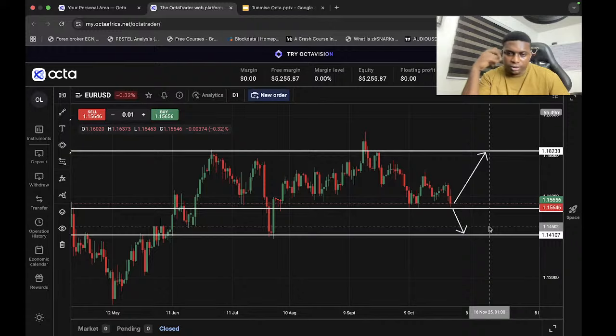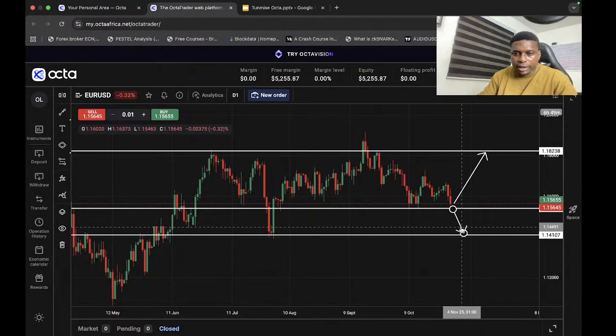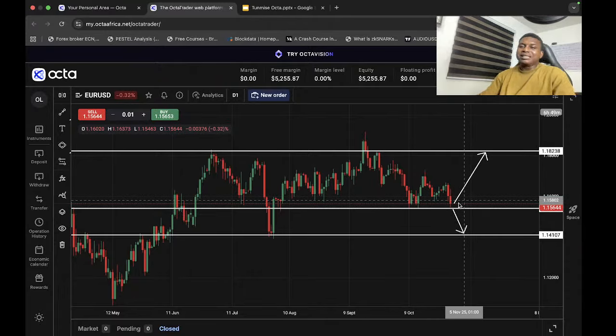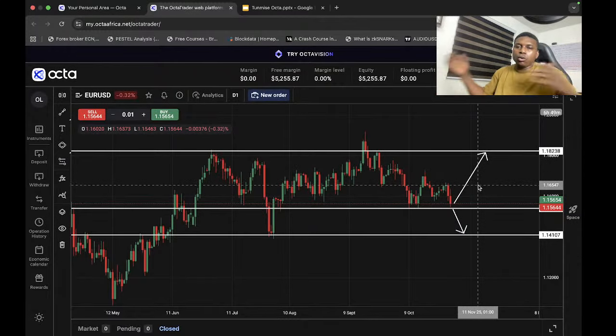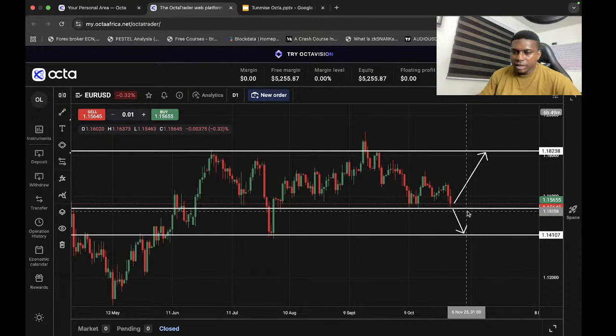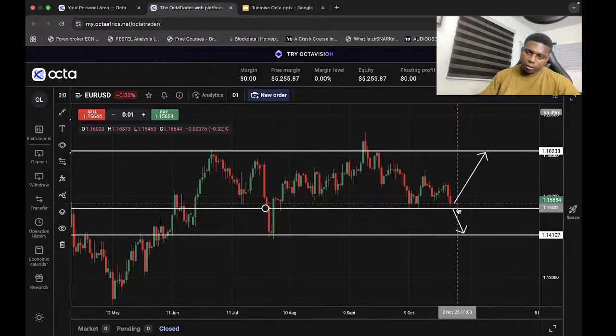Okay, two things. What we are going to do here, from the look of things, there's a higher chance that price would push back up, but we may never know. If we rely only on the higher time frame, which is what the daily time frame is telling us, then we would say maybe there's a higher chance that price would go down further or push back up.